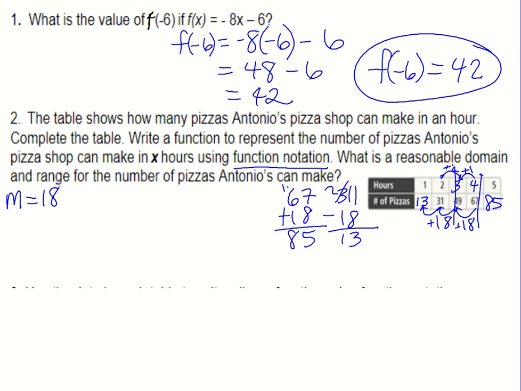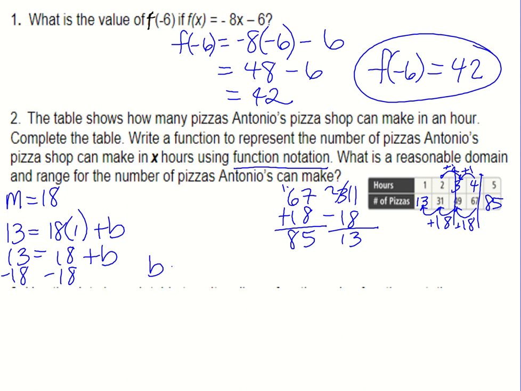We technically need to find our y-intercept, right? So let's use the smallest pieces of information that we have. So I'm going to go 13 equals 18 times 1 plus b. So 18 equals 13 plus b, and then we have minus 18. And so yes, technically our b is negative 5. So we have f of x equals 18x minus 5.